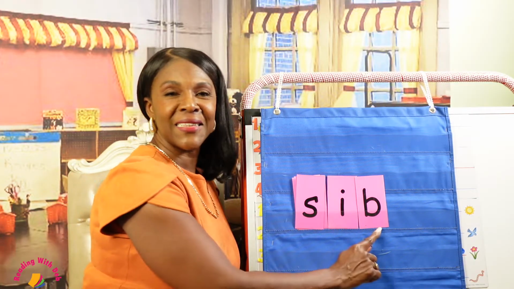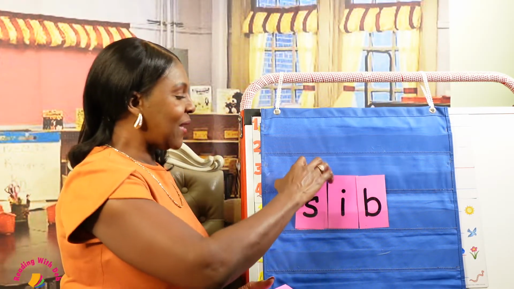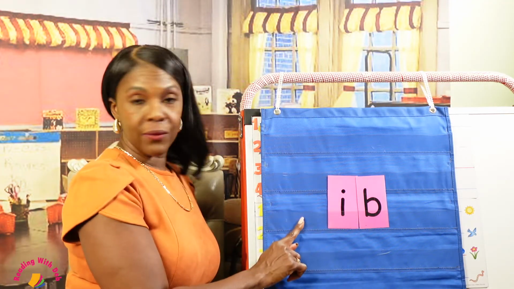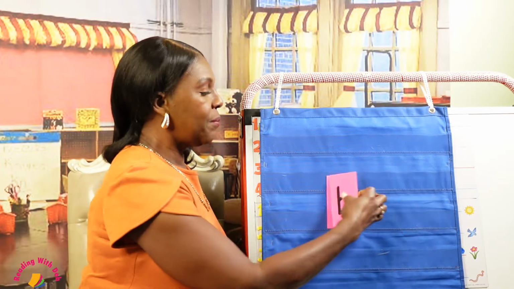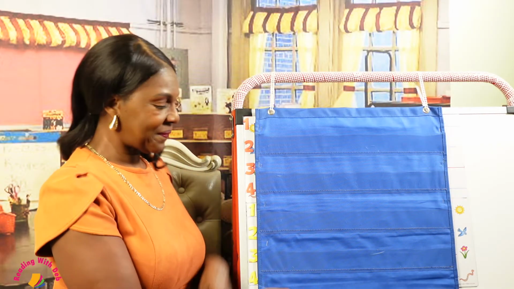And then this must be ib, sib. Okay, so I'm just showing you that if you already know one small part of a word and you add one single letter before it, you should be able to read the word much faster without blending every letter like we were doing previously. Let's move on to dictation.